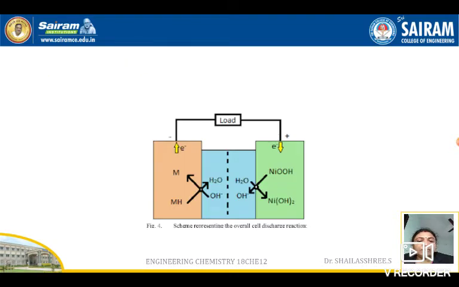This is about the diagram. Anode will be there, cathode will be there: anode metal hydride, cathode nickel oxyhydride, and at the center electrolyte KOH is there. There will be a non-woven separator. Both the terminals are connected. This is the diagram of the nickel metal hydride battery.